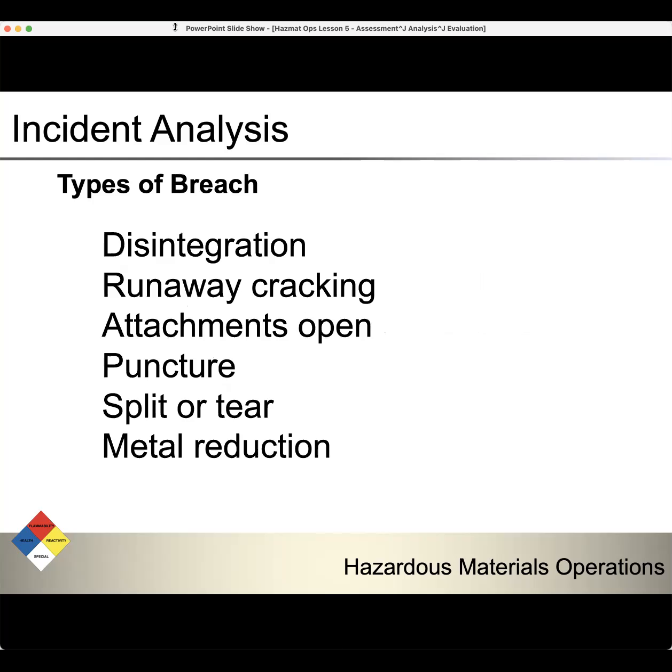After the stress, there's a breach. The container opens. There's different types of breaching: disintegration, runaway cracking, attachments to the container open up, there's a puncture, a split or a tear, or metal reduction. Those are the ways that a container can be breached.